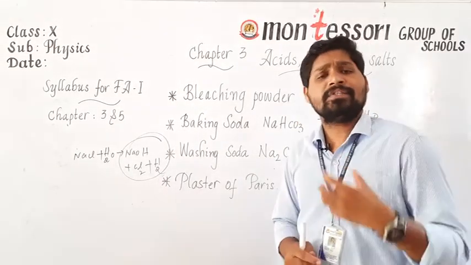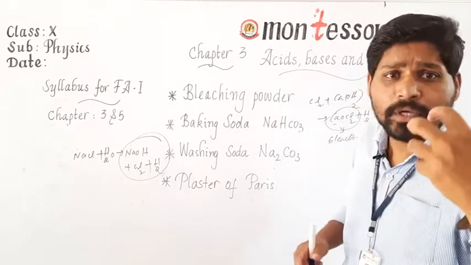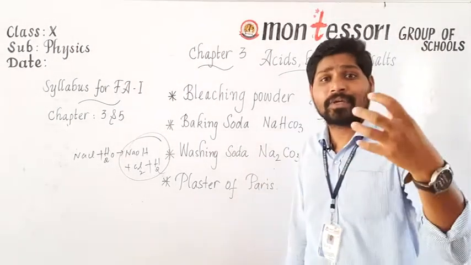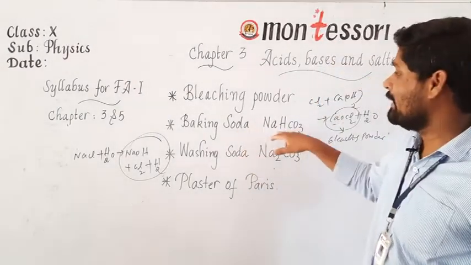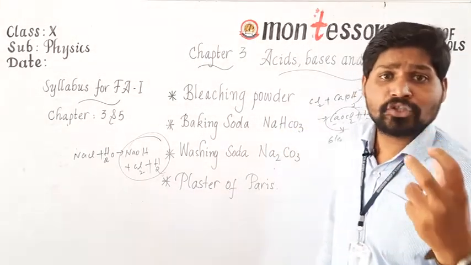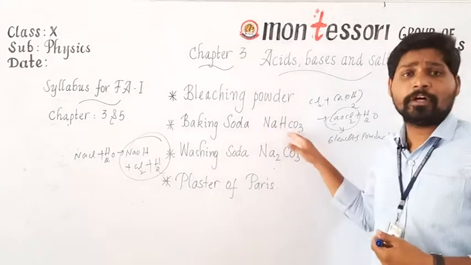Generally, what is the use of this baking soda? We use baking soda for faster cooking. The chemical name of this baking soda is sodium hydrogen carbonate. Now we are going to see the preparation of baking soda.